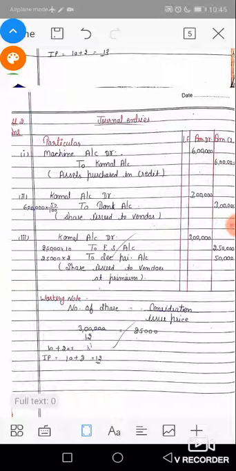Same numerical, no change, only the names have changed. First entry is Machine account Dr. to Kamal, because Kamal is the vendor and assets are purchased.